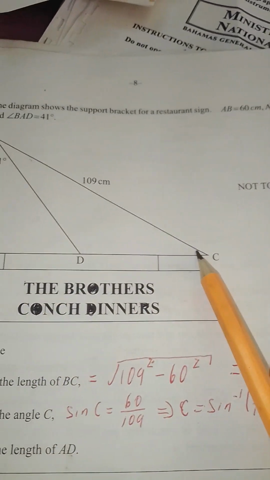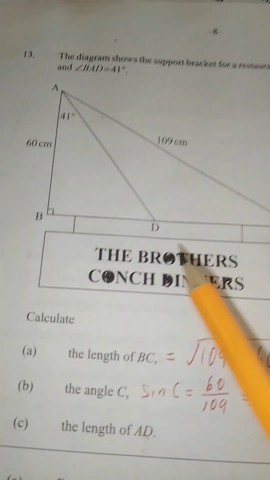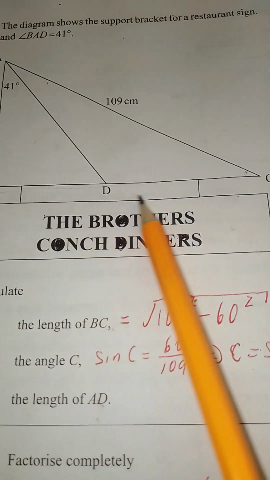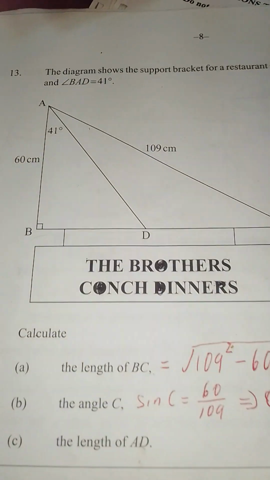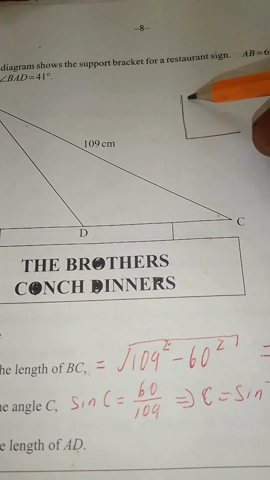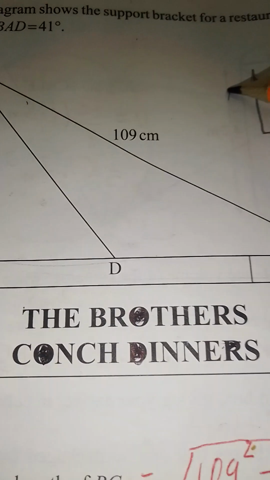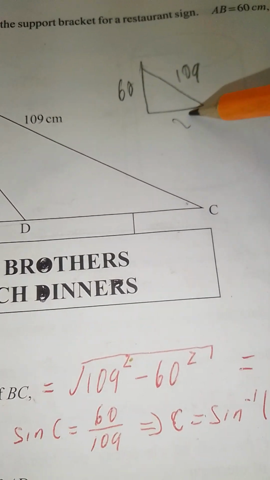BC. Now, we have all of this, right? So it says here to calculate the BC. So BC, right? What do I have? If you were to draw this again real fast, I get 109. It's going to be 60. And this is going to be BC. I'm going to call that X.